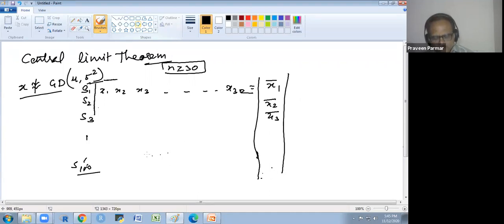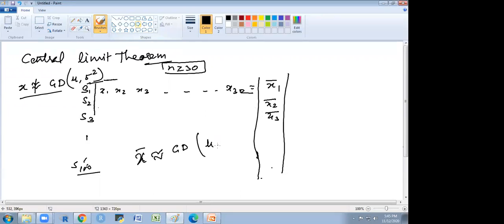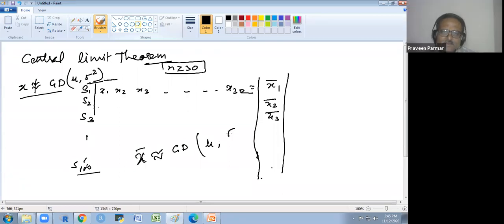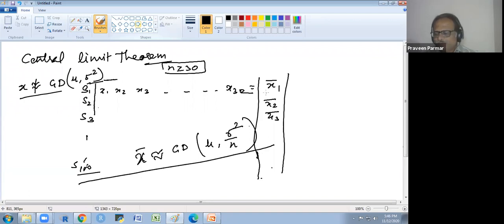Got it? So the distribution of this mean, we could write in this way. It is always the Gaussian distribution, with mu, or we could write it in this way. And n is here what? N is 30. So it would be in this way. So I will explain this on R, how we could better understand the central limit theorem.